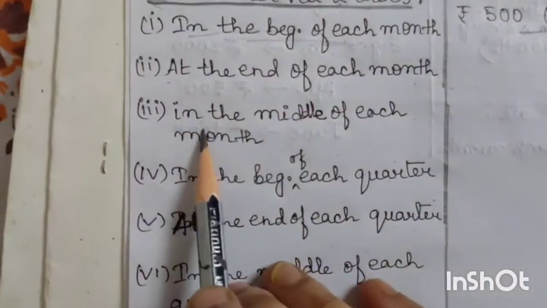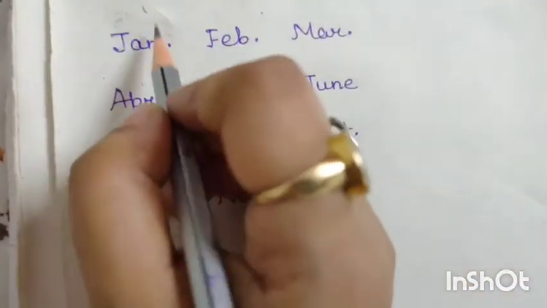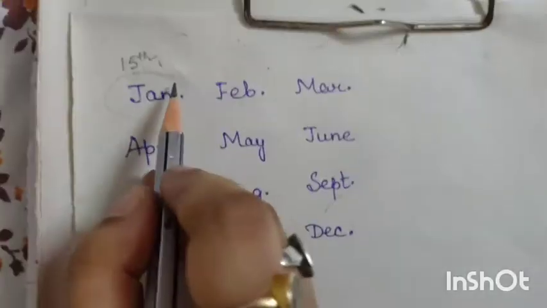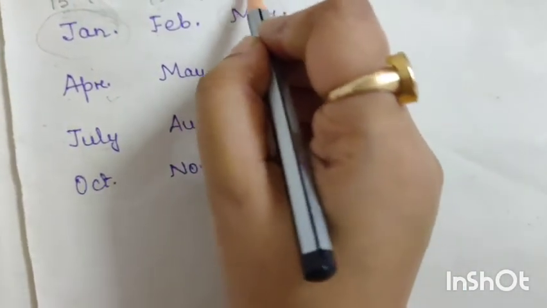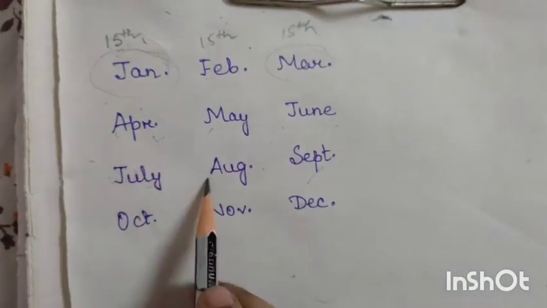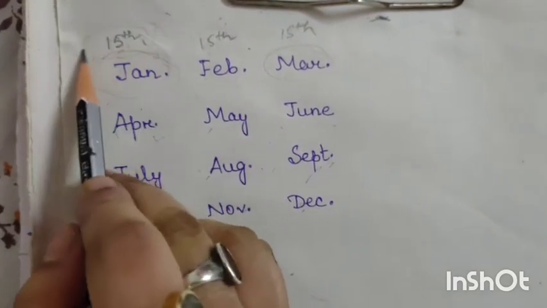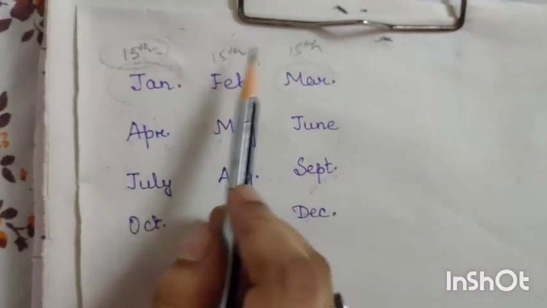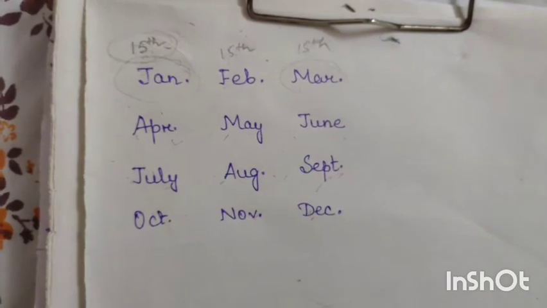Now the third case is in the middle of each month, okay? Middle of each month means the 15th of every month, 15th of January, 15th of February, 15th of March. Like this it will be the same for all the months. Means in the middle of each month means date 15 is the middle of each month. So you will be withdrawing money on the 15th of each month. So this is the case when we are withdrawing money for each month.